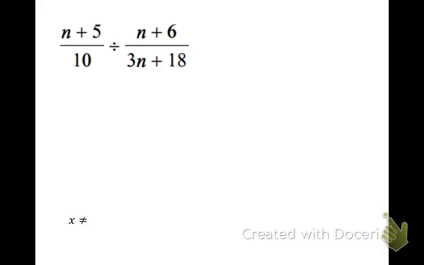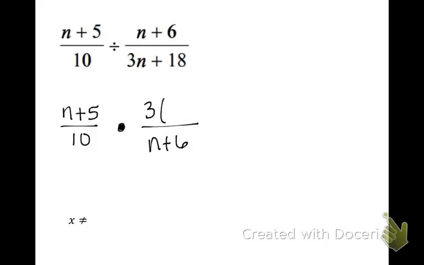Okay, so now with division, we're going to do our keep, change, flip. So I'm going to keep my first fraction, I'm going to change to multiply, and I'm going to flip. So n plus 6 will now be on the bottom. I'm also going to factor this 3n plus 18 in this step. I can pull a 3 out of both 3 and 18, so I'm left with n plus 6.